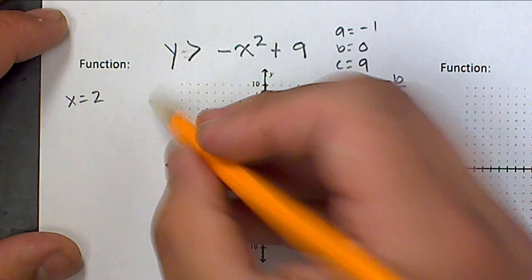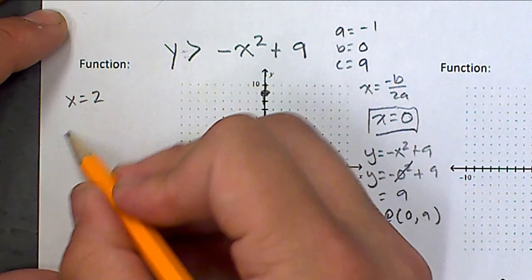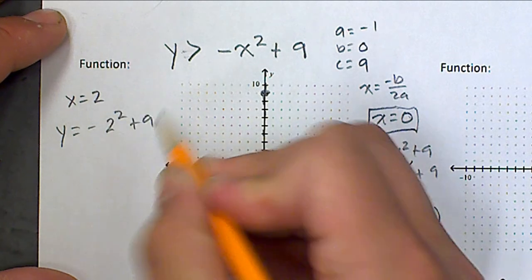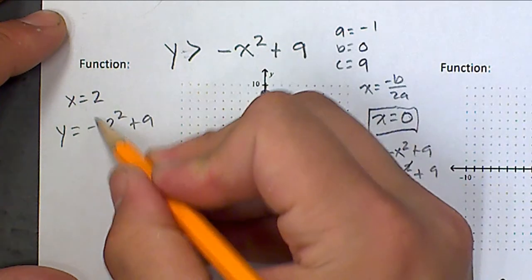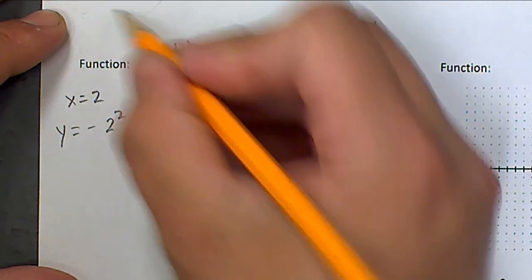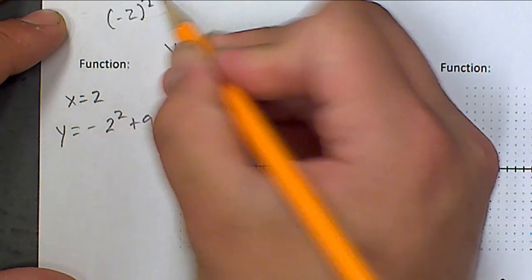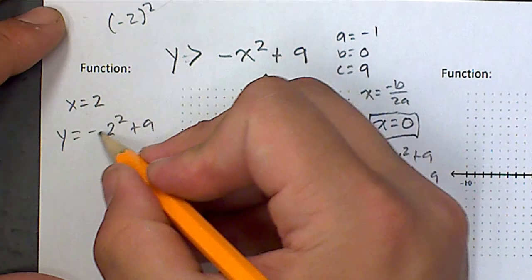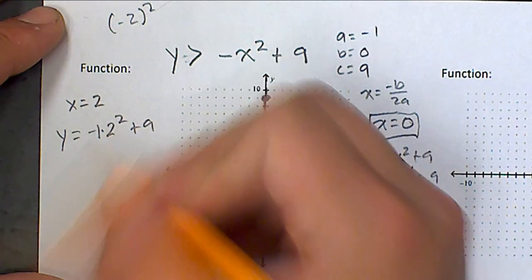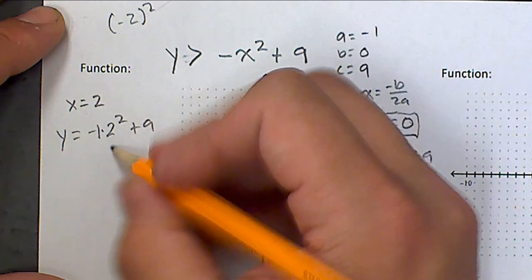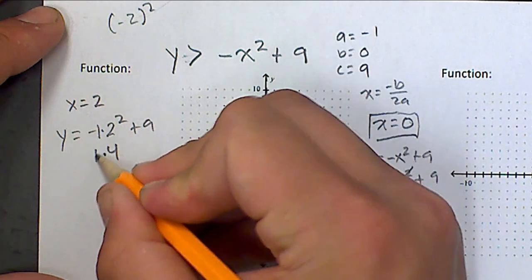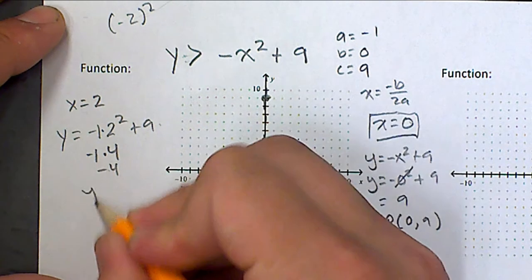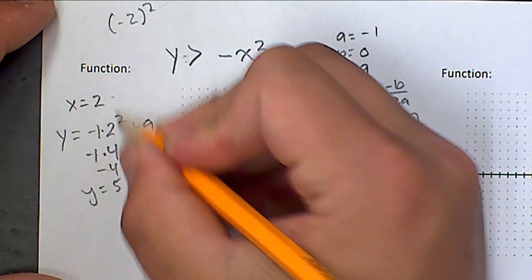Substituting x equals 2 into the quadratic, I get y equals -2 squared plus 9. This -2 is different from (-2) squared because of the parentheses. So this is like saying -1 times 2 squared. 2 squared is 4. 4 times -1 is -4. -4 plus 9, y is equal to 5. So the point 2, 5 lies on the graph.